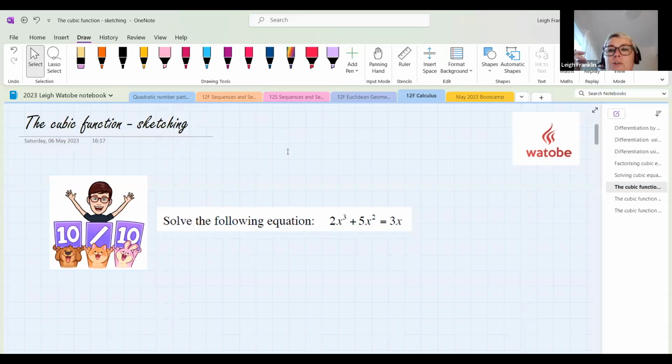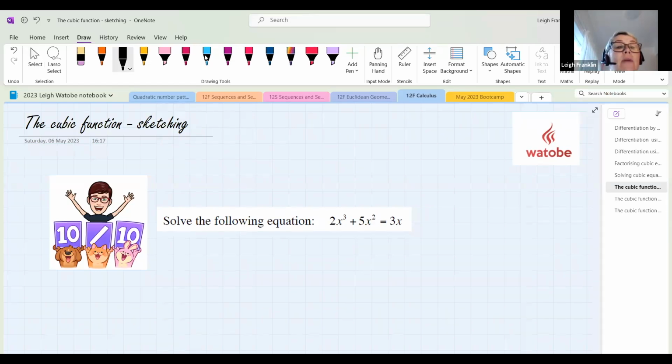If you remember, on Tuesday we were speaking about factorizing cubic expressions, and we spoke a little bit about solving, but I just wanted to recap the solving of a cubic equation with you before we jump into the sketching of the cubic function, because we need to be able to solve cubic equations in order to be able to sketch, and I'm going to link the two together when we are finished.